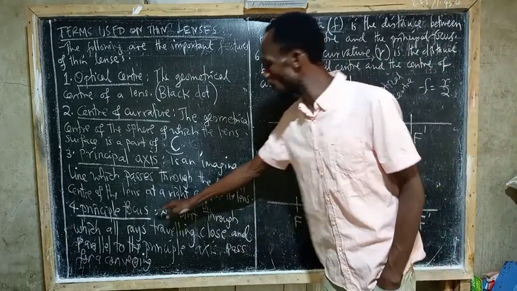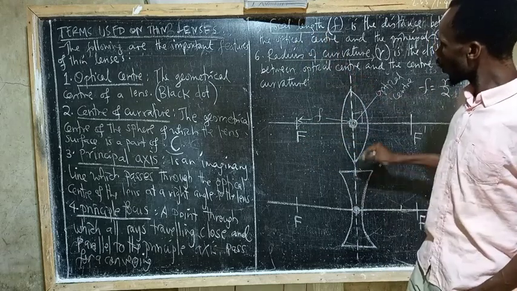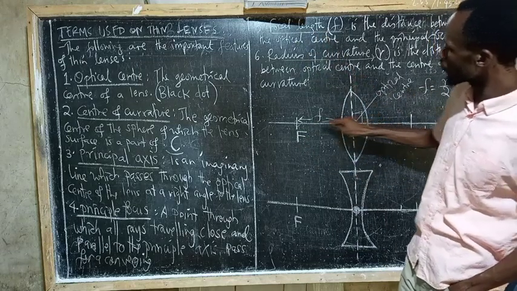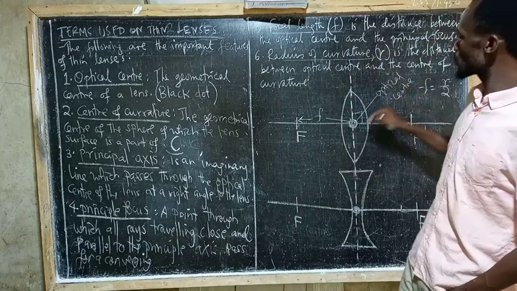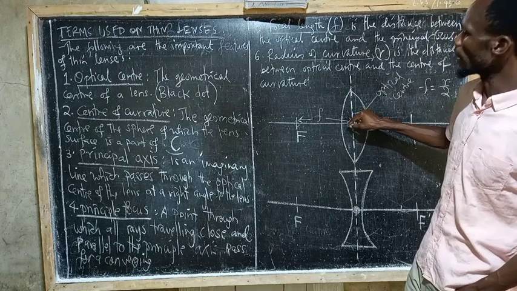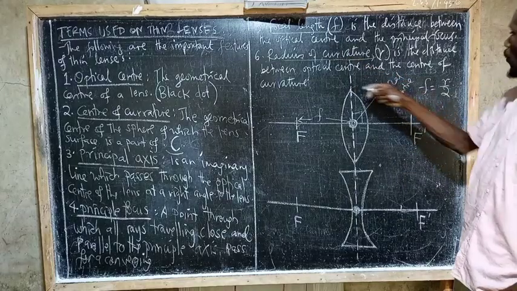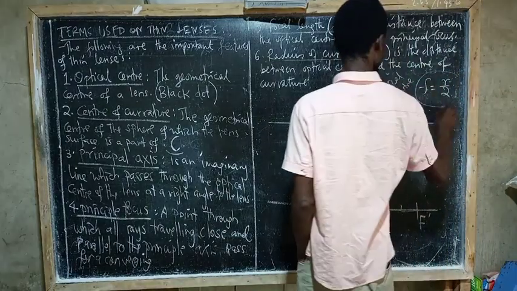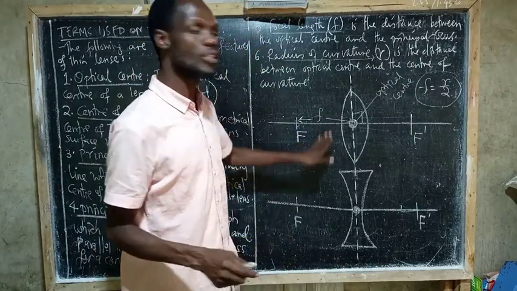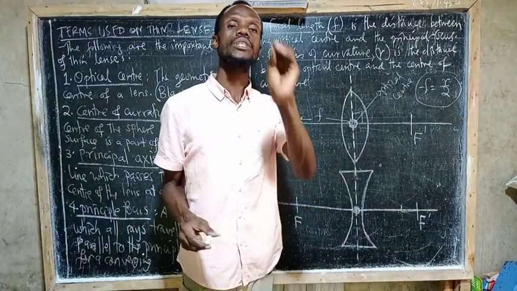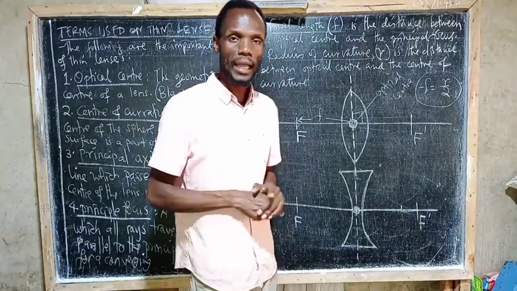And also we have the principal focus. It is the point that we have explained here. And we have focal length, which is the distance from the optical center to the principal focus. But also we have radius of curvature, which is the distance between the optical center and the center of curvature. And this radius of curvature can be used to determine the focal length. So these are the geometric features that can be used to determine the size, nature, and position of the image formed by the lens.